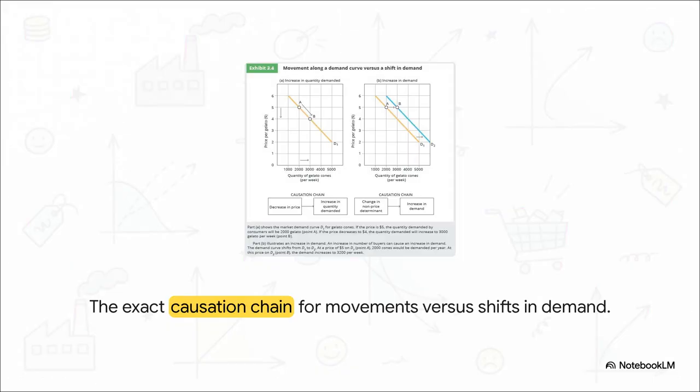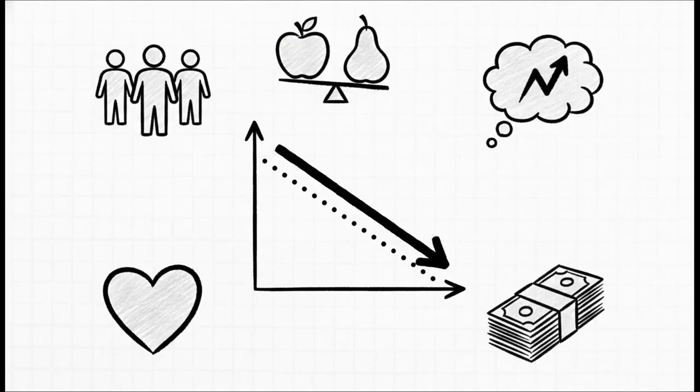This causation chain is brilliant. Think about it. A simple price decrease from $5 to $4 just slides you from point A to B. You're just moving along the curve. But a change in an outside factor completely pushes the whole curve over. Even at the exact same $5 price, the fundamental demand has increased. The trick is knowing exactly what those outside factors are.